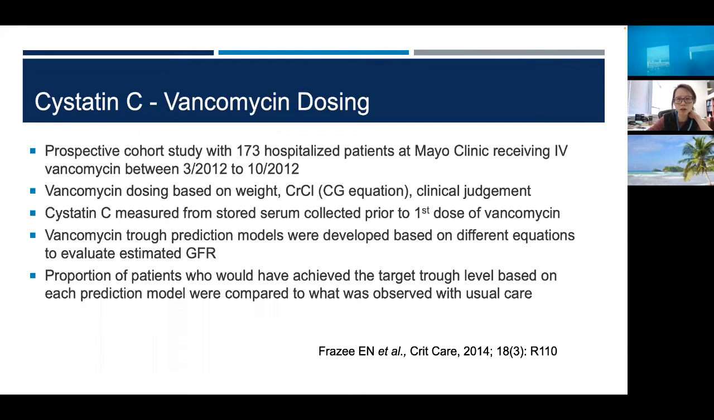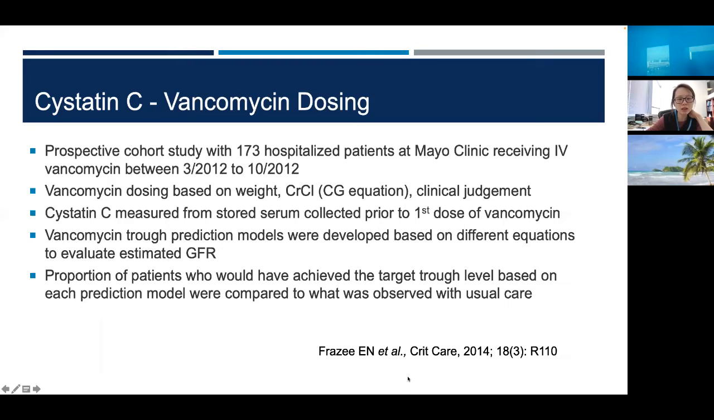I looked through a lot of studies when I was preparing for this talk. There are a lot of studies looking at how cystatin C compares with what we have in terms of medication dosing. The most common medication studied was vancomycin, probably because it is used for a lot of infections, and also you can check a trough level to determine accurate dosing of the medication.